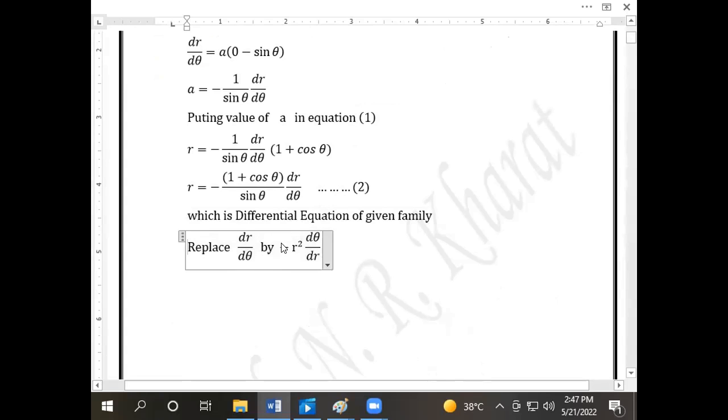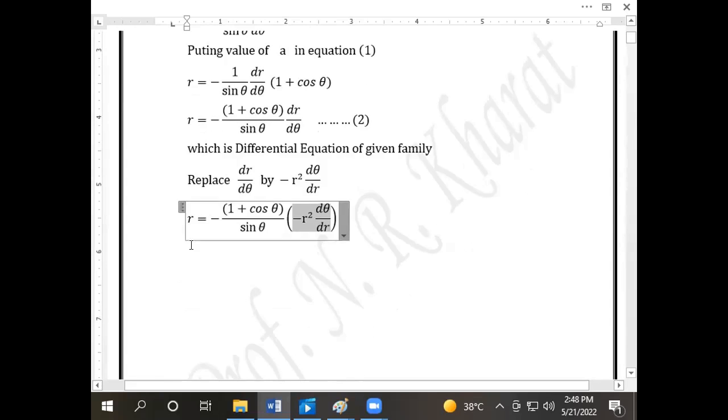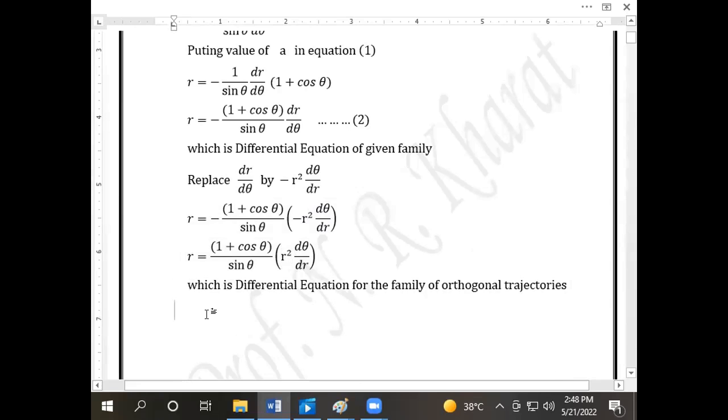Replacing dr upon d theta by minus r squared d theta upon dr for the orthogonal trajectory, this minus gets cancelled, and we have to shift that r to the left hand side. So it becomes 1 upon r, and the minus gets removed from both sides. Then we have to shift this r squared to the left hand side. It becomes r squared upon r, which means 1 upon r, and 1 plus cos theta upon sin theta.